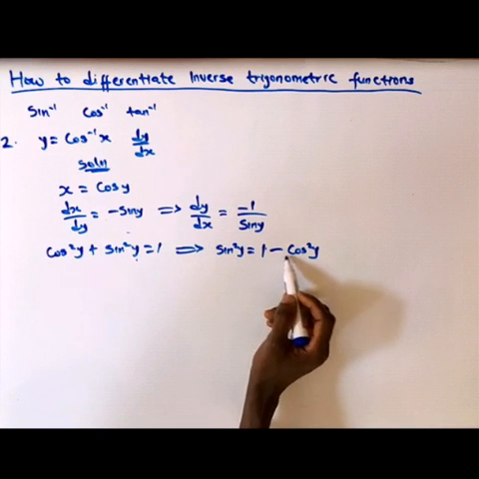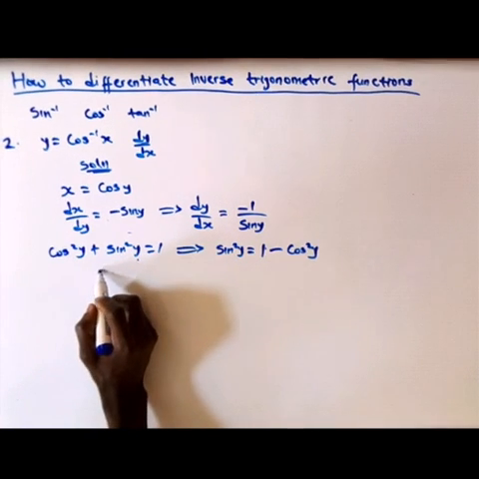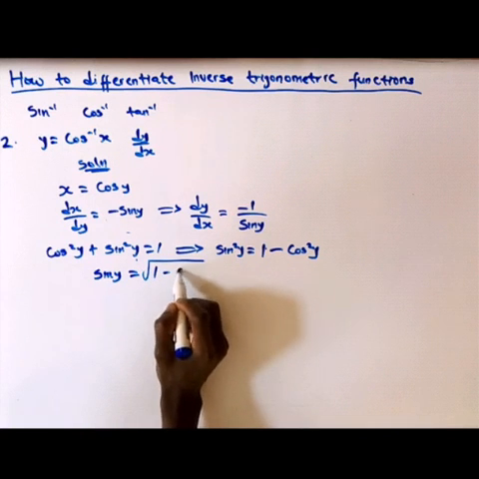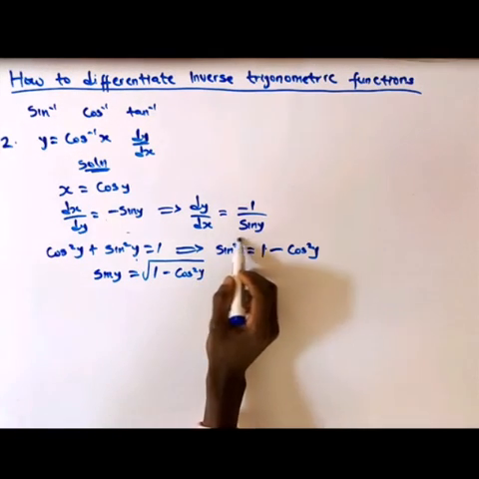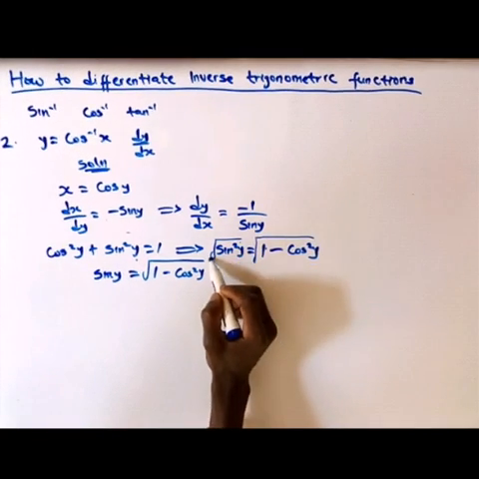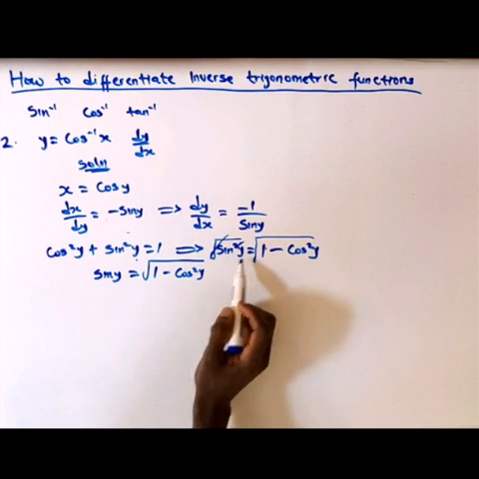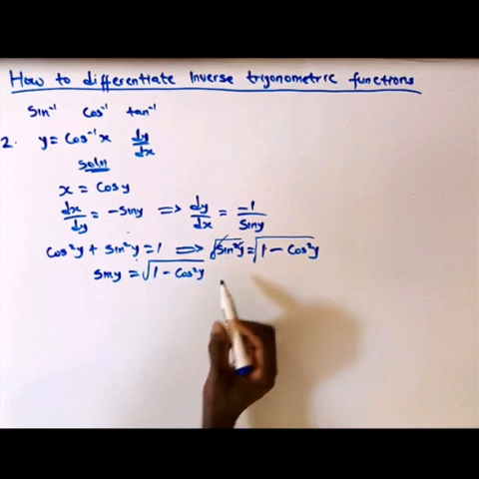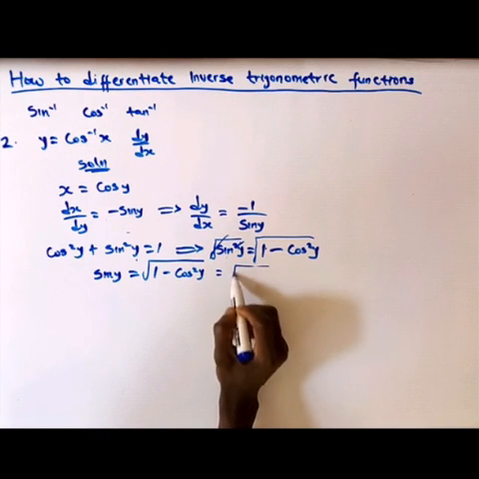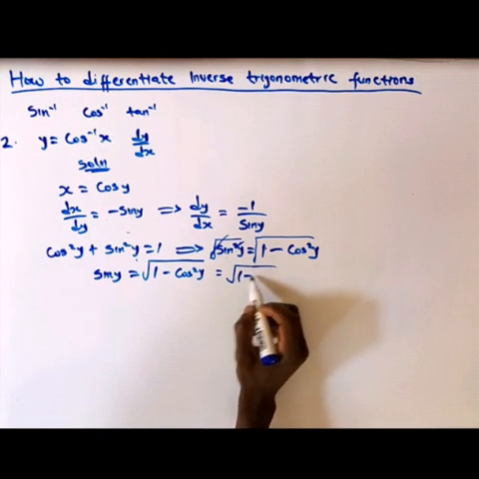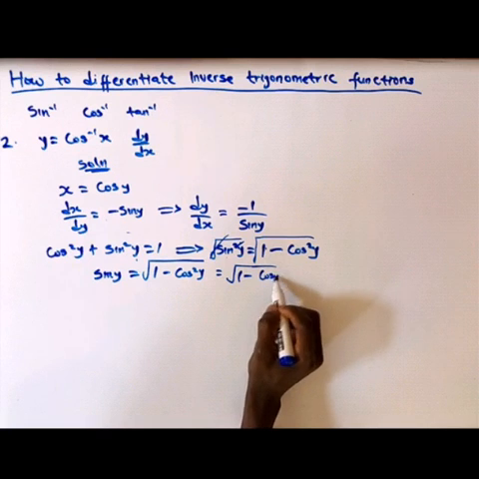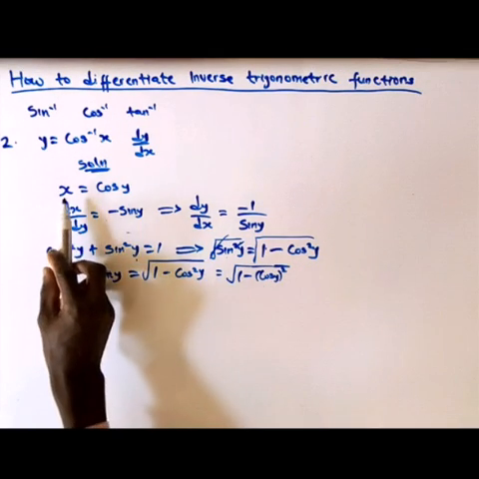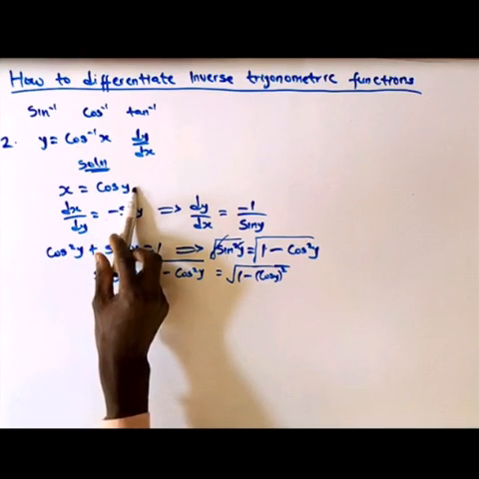So if sine square y is equal to 1 minus cos square y, this implies that sine y is equal to the square root of 1 minus cos square y. Because by taking the square root of both sides, this square root and this square will go, so that we are left with sine y equal to the square root of 1 minus cos square y. And this can also be written as 1 minus cos y all squared. But recall, from here we said our s is equal to cos y.